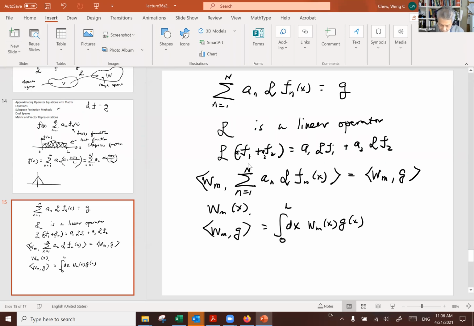I can do the same thing to the left-hand side. And if I do the same thing to the left-hand side and exchange the order of integration and summation, then I will have this being equal to the sum of a_n times the inner product of w_m with L f_n.